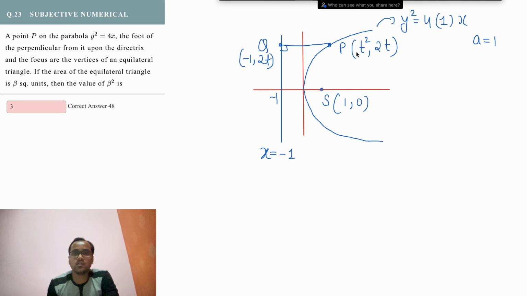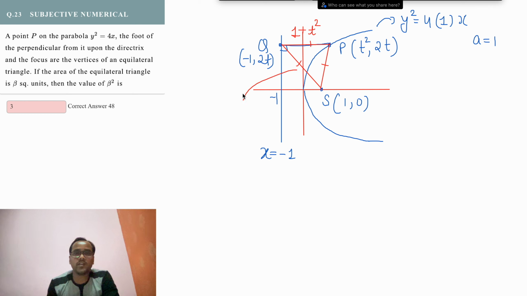According to the question, PSQ is an equilateral triangle. So if it is an equilateral triangle, these three distances will be equal. What is the length of PQ? This is 1 unit and this is t square. So this is 1 plus t square.